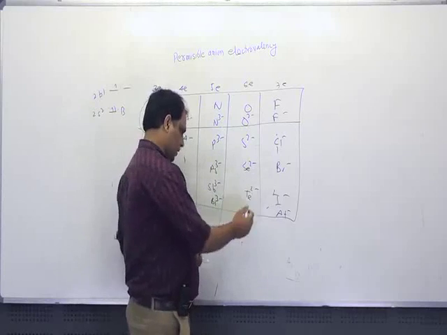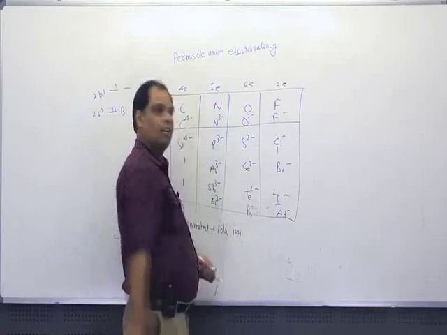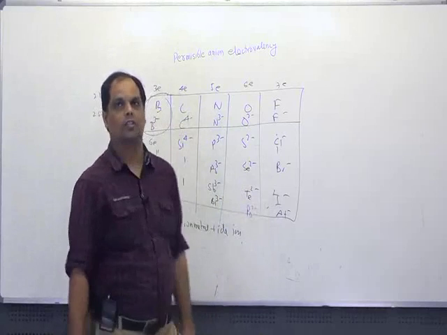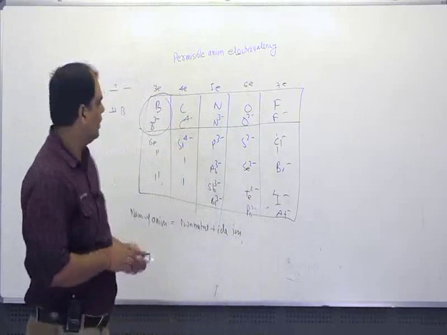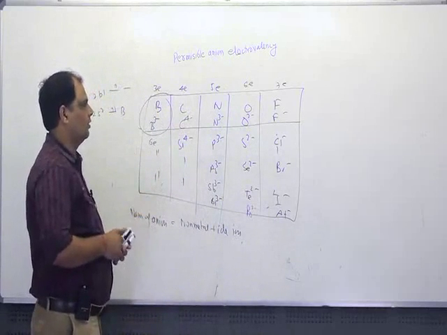And one more is Po2-, the polonide ion in case of the oxygen family. So these are the various characteristic anions.